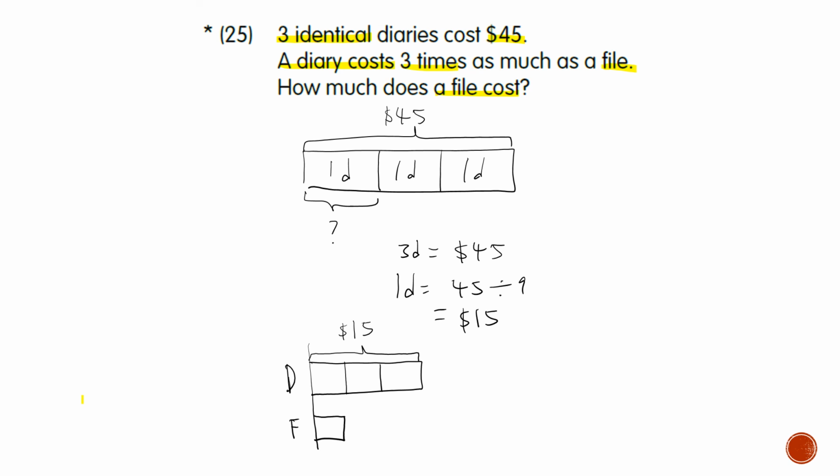Okay, so now they're asking you how much does a file cost. Okay, so that is easier. D represents a diary, F represents a file. So this is 1F, 1F, 1F, and this is also 1F. Okay, so 3F equals to 15. You see, it's easier like that. So 1F equals to 15 divided by 3, which is $5. So one file costs $5. Okay, please do your corrections and thank you very much.